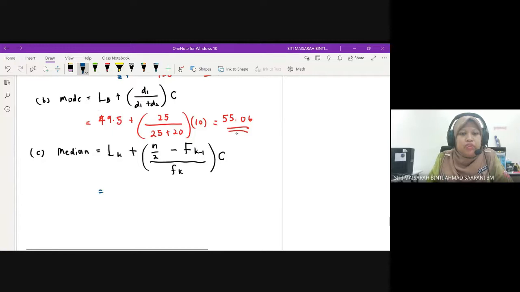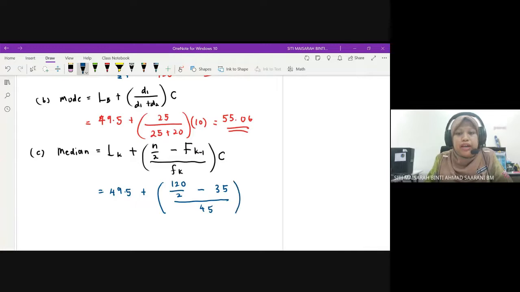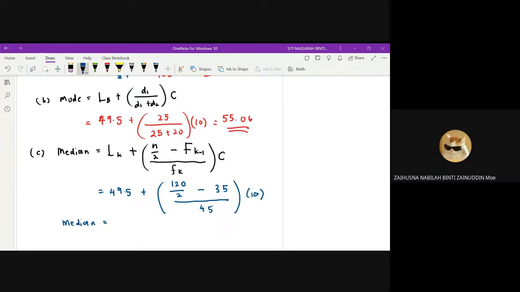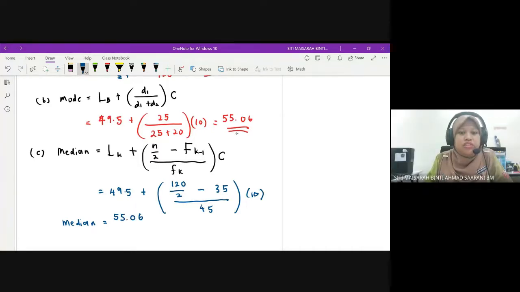The LK is 49.5 plus N over 2, which is 120 divided by 2, minus FK minus 1, which is 35, over 45, multiplied by C. C here is similar to the previous, which is 10. So then we calculate our median, which is equal to 55.06.